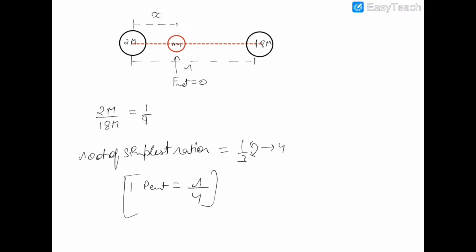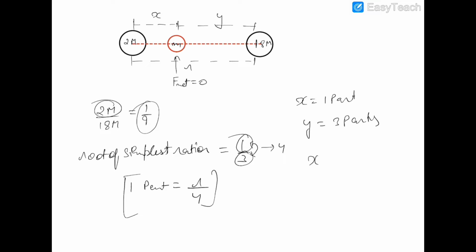Now as we know that after taking the square root of the simplest ratio, the part of this 2m is 1, so the distance x is measured from 2m. So we can say that x would be equal to 1 part and this y would be equal to 3 parts. So the value of x will be r by 4 and the value of y will be 3r by 4. So at this distance, the net force acting on this mass m would be 0.